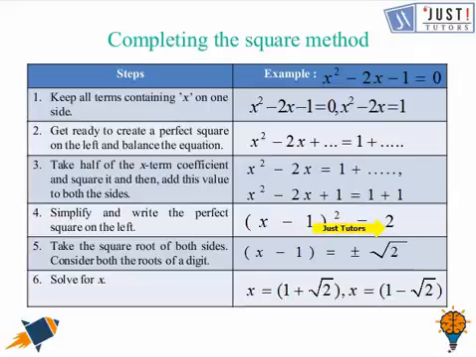Now we have to take the square root on both sides. On the left hand side we have x minus 1, and on the right hand side we have plus or minus root 2, because we have to consider both the roots. Now solving for x, we have x equals 1 plus root 2 or 1 minus root 2. So these are the two ways of calculating the value of x, or solving an equation.